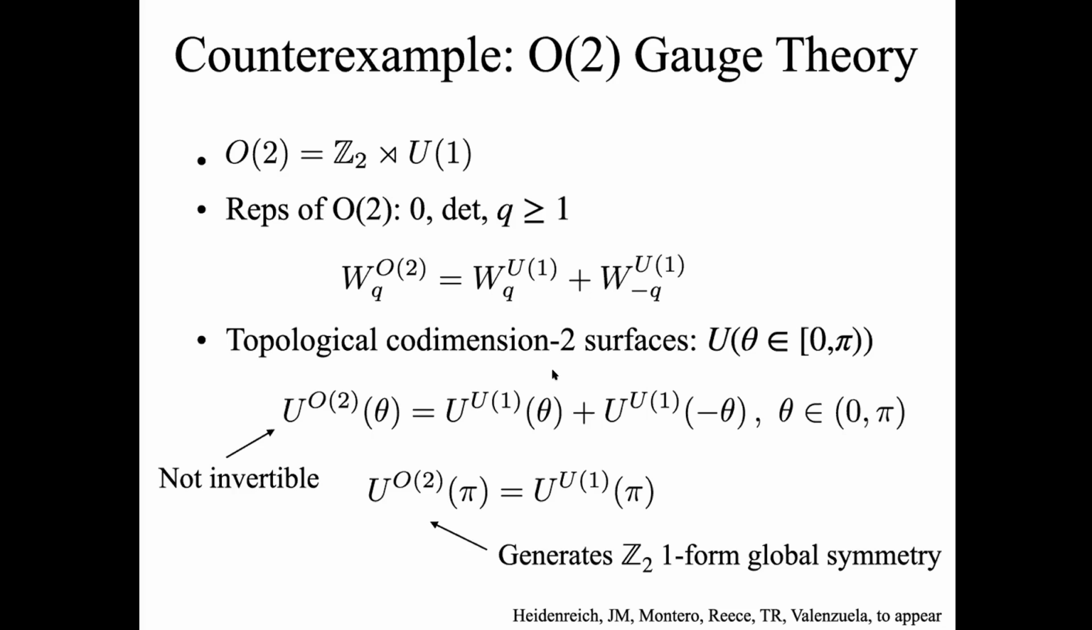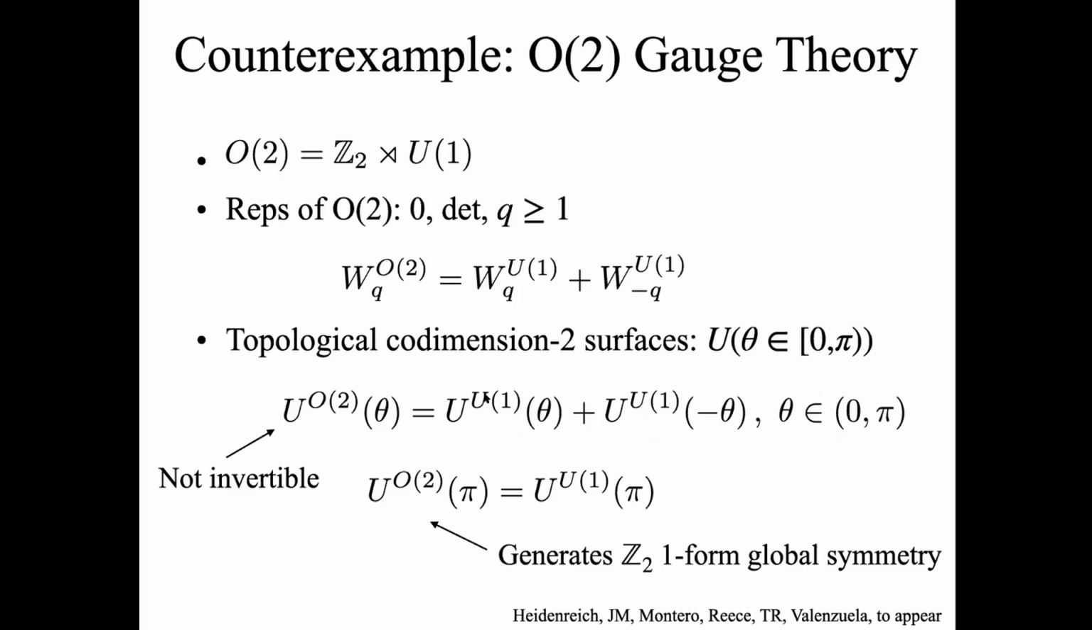The topological codimension 2 surfaces in this theory are going to be labeled by some angle theta between 0 and pi. So theta equals 0 is just the trivial surface. Theta equals pi is essentially the same as the theta equals pi surface for the U1 gauge theory, and this is going to generate a Z2 one-form global symmetry. But for any angle between 0 and pi, the surface in the O2 gauge theory, labeled by theta, can be thought of as the sum of the U1 surfaces, labeled by theta and minus theta.